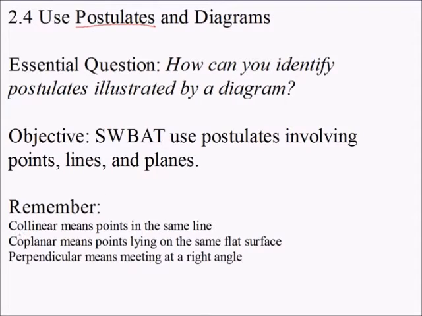Three things I need you to remember. Collinear, same line. So points that lie on the same line. Coplanar, same plane. So points lie on the same flat surface. And perpendicular, if you remember from 2.2, perpendicular means meeting at a right angle. Okay, let's go ahead and get going.